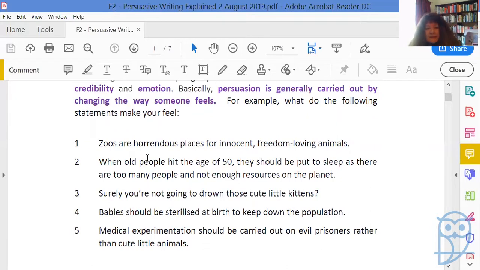Okay. Right. Number 2, think about this one. Think about people you know, your relatives, aunties, grannies. When old people hit the age of 50, they should be put to sleep. What's put to sleep? You know what that means? It's a euphemism, which means it's a nice way of saying, let's kill them, as there are too many people and not enough resources on the planet. Is this a solution to population growth? What does this statement make you feel like?